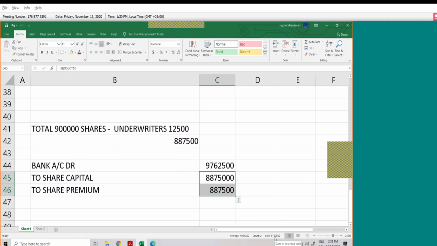See, refer my cursor here. 9 lakh, if you add the sum, you are getting the total here. Just go through here. 9,76,000 to 97,62,500, not 9,76,000. 97,62,500.